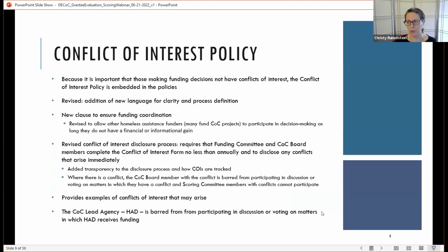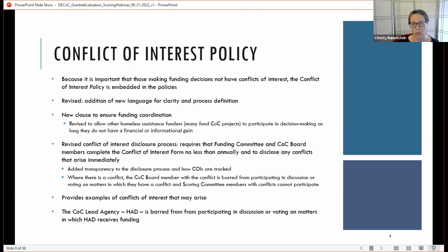All right, the conflict of interest policy. This is a policy that exists to be very clear about who can and cannot participate in this process based on what is a conflict of interest or what is not considered a conflict of interest. The language was revised a little bit for clarity. Things were broken out into sections to really identify what is a conflict of interest. There are some examples. Here's the process that needs to be followed for the board members to say, I have a conflict, or no, I don't have a conflict.